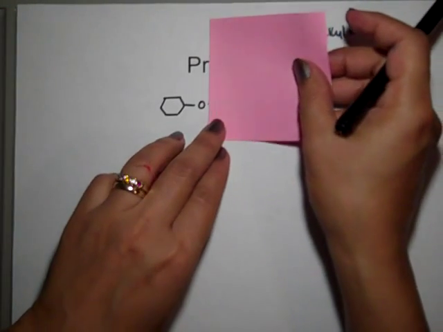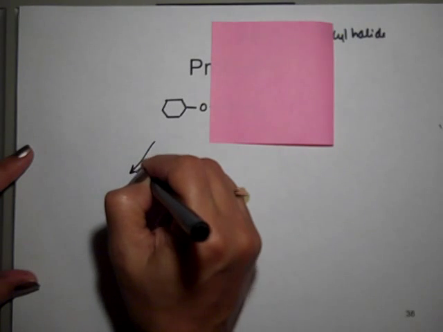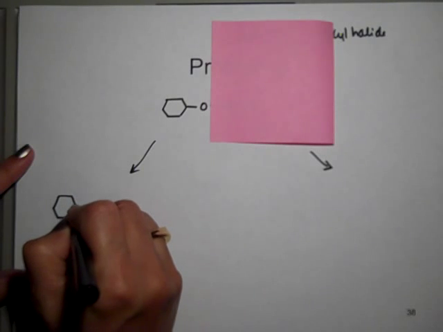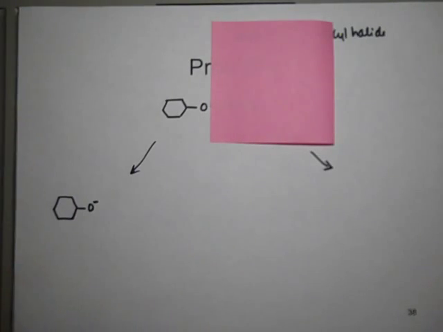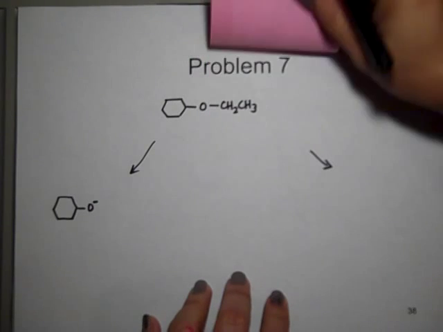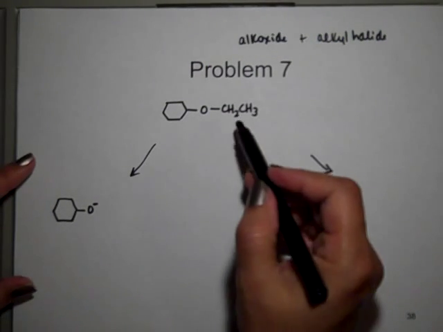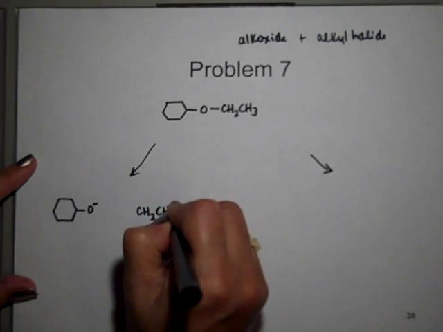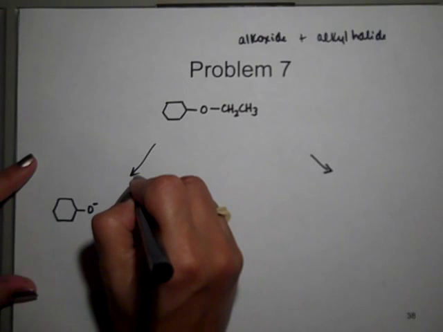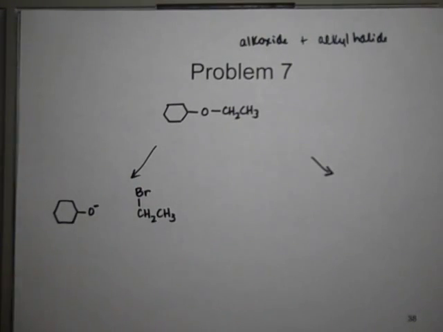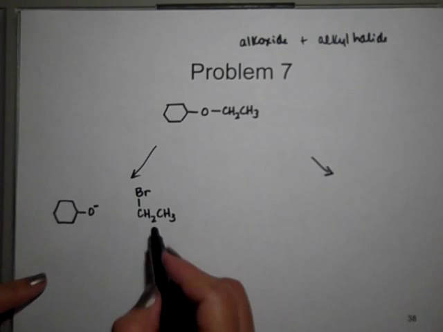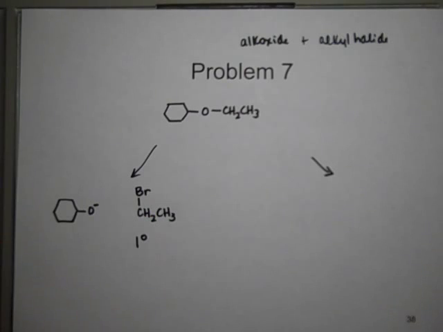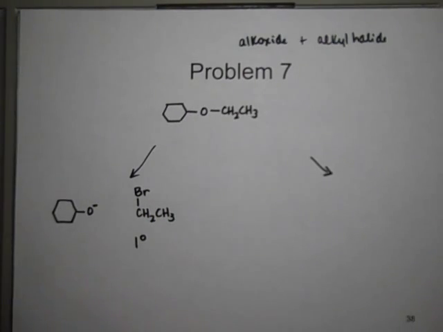So let's work on this possibility first. I get this alkoxide right here, and I'm going to take the other side, the 2 carbons, and I'm going to add a halide of my choice. The halide doesn't matter. I'm going to put a bromide. What matters is that this alkyl halide is primary. That's what really matters. All right, what is my other choice?